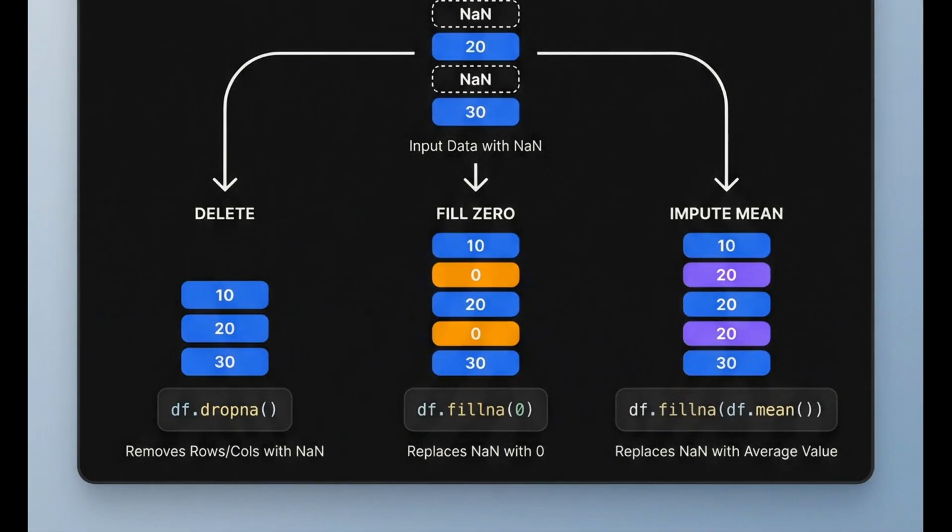Handle gaps by dropping rows with dropna or filling them with fillna. You can fill with 0, the column mean, or propagate adjacent values. Choose the method that fits your analysis context.